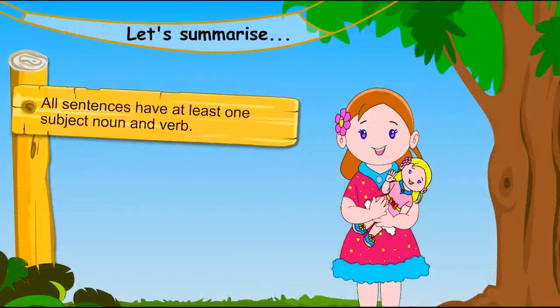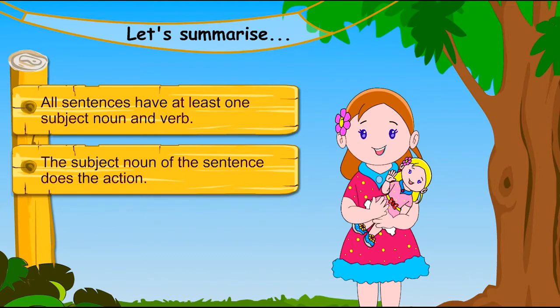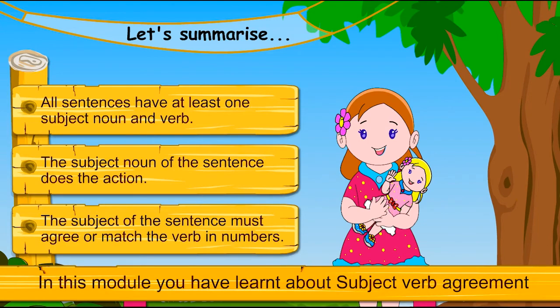Let's summarize. All sentences have at least one subject noun and verb. The subject noun of the sentence does the action. The subject of the sentence must agree or match the verb in numbers. In this module, you have learnt about Subject Verb Agreement.